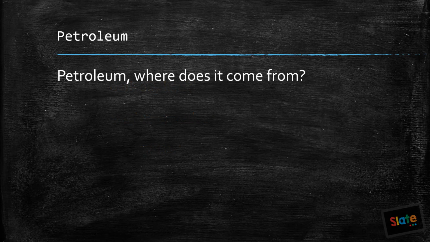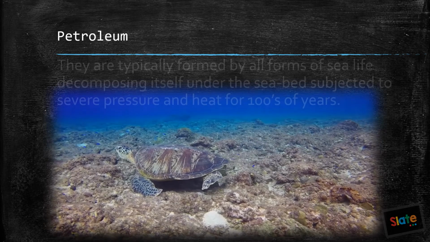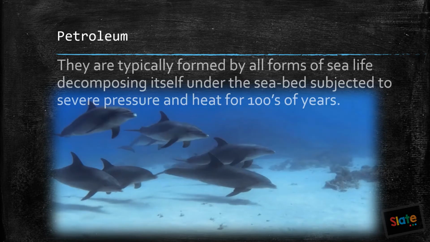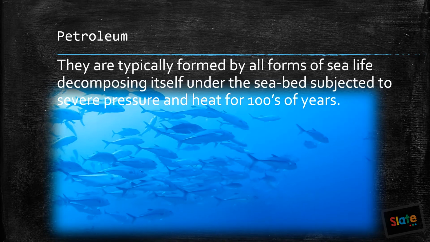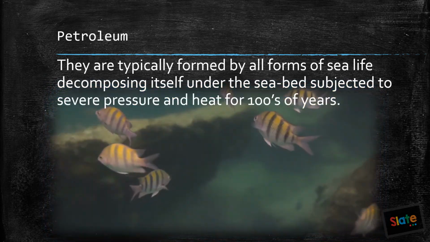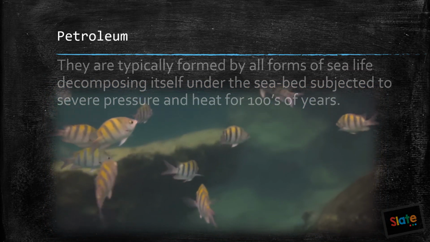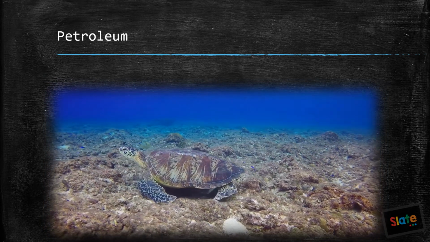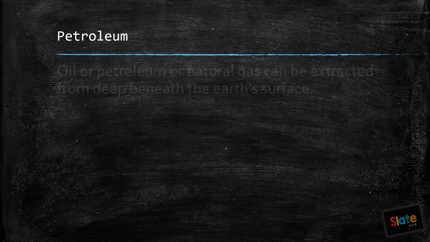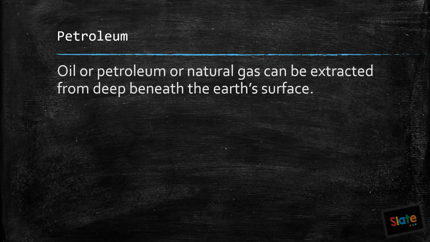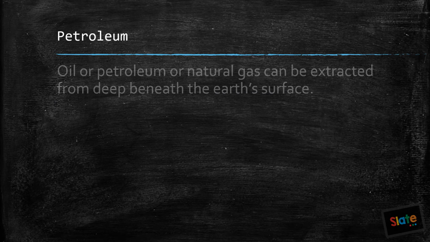Where does petroleum come from? The petrol station? They are typically formed by sea life decomposing itself under the seabed, subjected to severe pressure and heat for hundreds of years. Here is an illustration that explains how petroleum is extracted. Take a look.